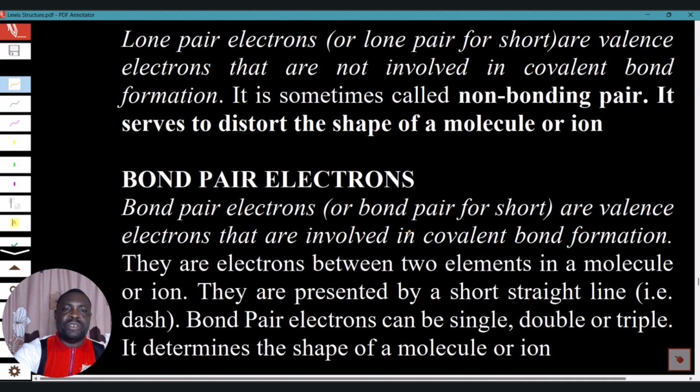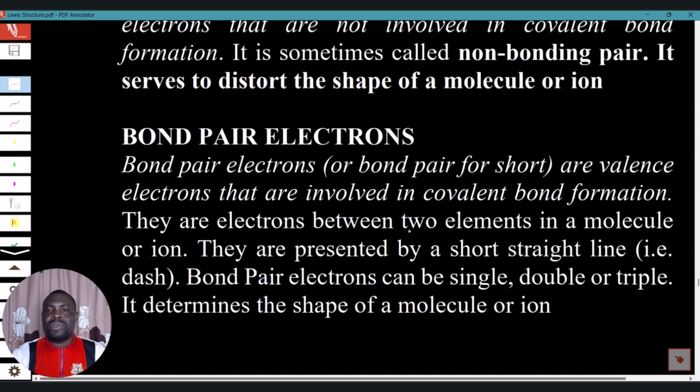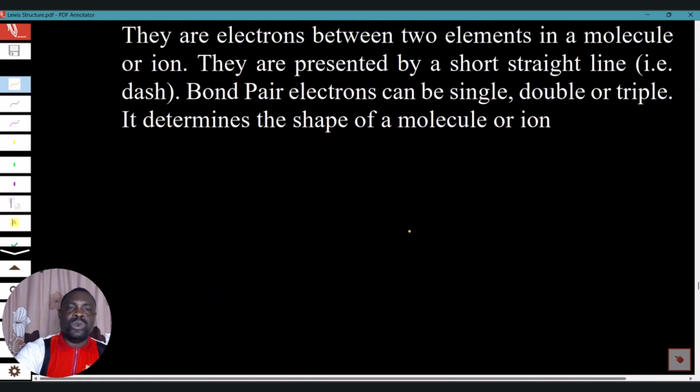Now, bond pair electrons, or bond pair for short, are valence electrons that are involved in covalent bond formation. They are electrons between two elements in a molecule or ion. They are represented by a short straight line. Bond pair electrons can be single, double, or triple bond. Bond pair electrons determine the actual shape of a molecule or ion. Now let's look at the Lewis structure of some molecules.